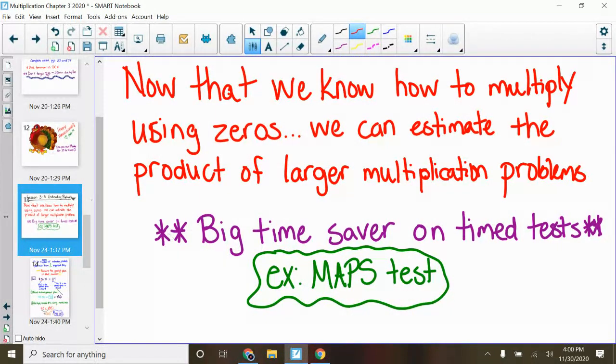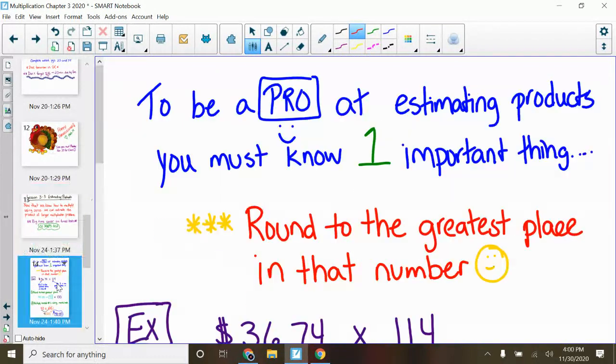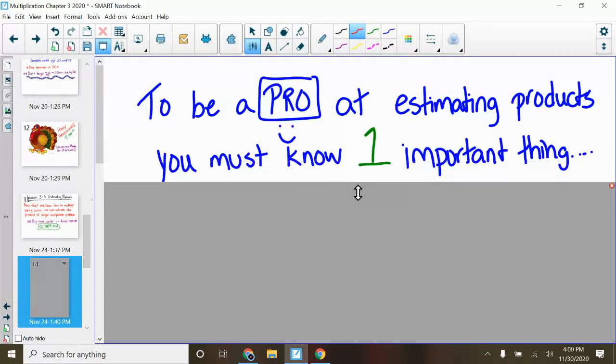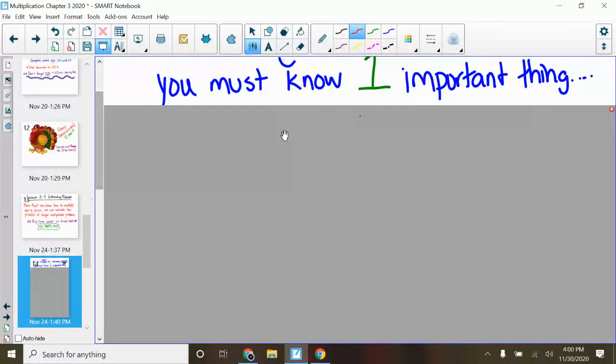So let's look at what some of these problems are going to have us learn a little bit about today. So the first thing that I want you to put into your notes is that to be a pro, and a pro is a word that I kind of used silly. That's why I put my little smiley face underneath it. A pro, like if we think about a pro or a professional, is somebody who is so good and hardly ever makes mistakes. So to be a pro at estimating products, there's one important thing that you will need to know.